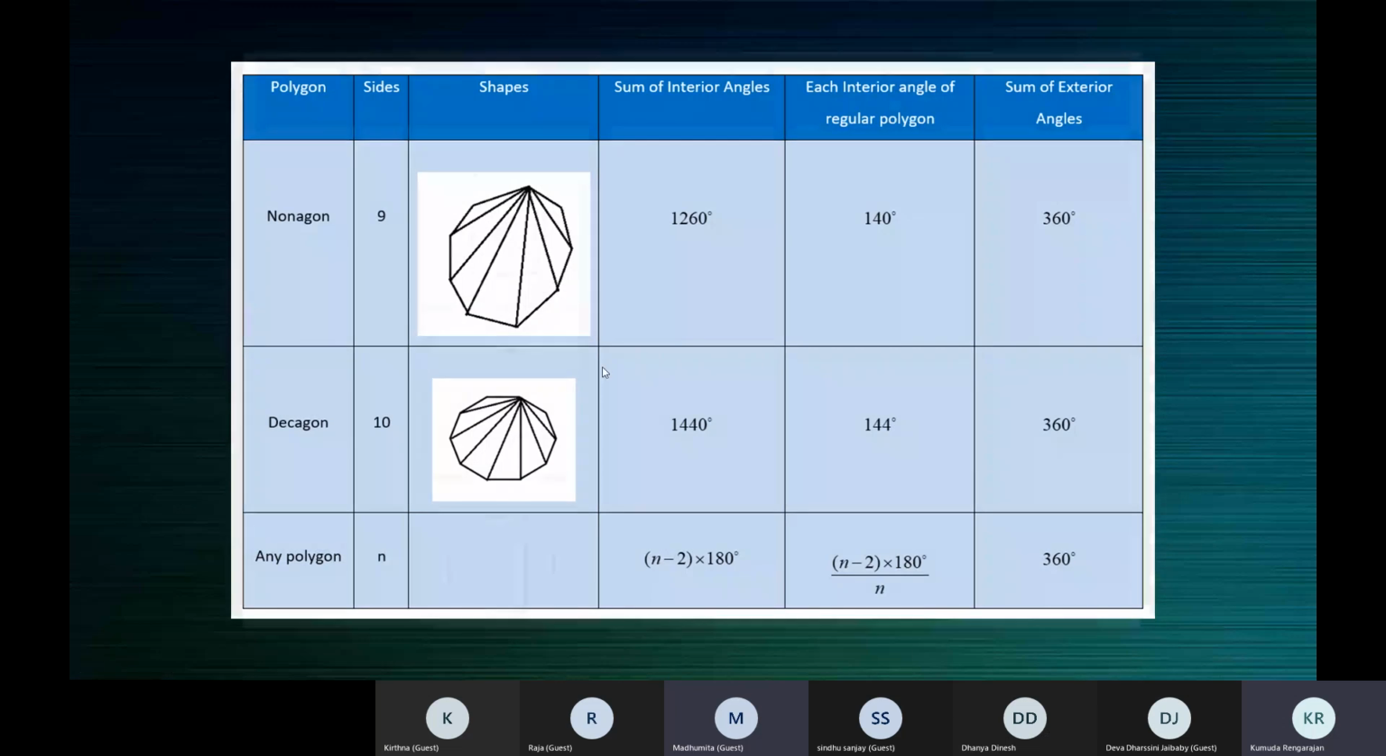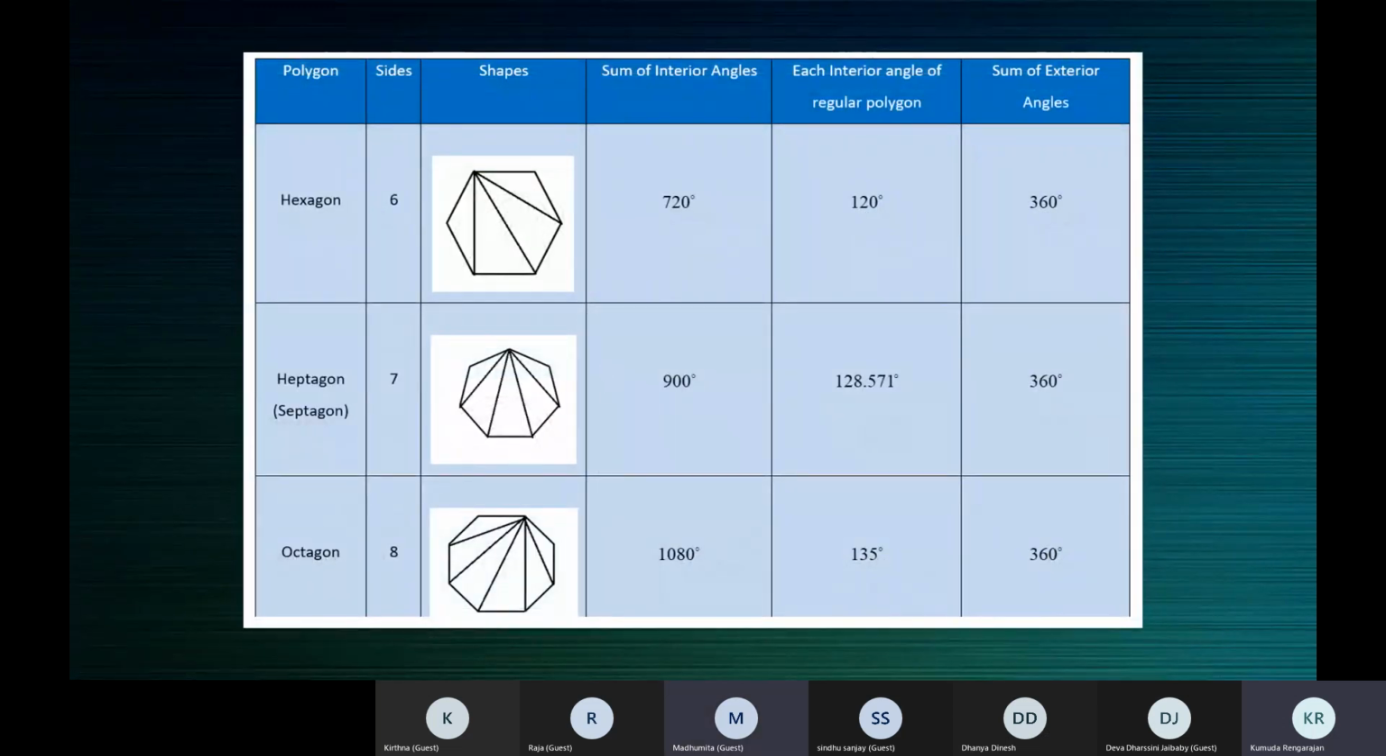Ma'am, if it's like 360 degrees or 240 degrees, you can draw it using a protractor, no, ma'am? We can draw it with a protractor, but when it's 1080 degrees or 900 degrees, how do we draw it? There is something called a circular protractor, where one complete angle is 360 degrees.